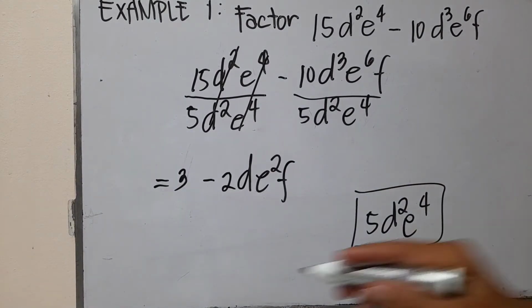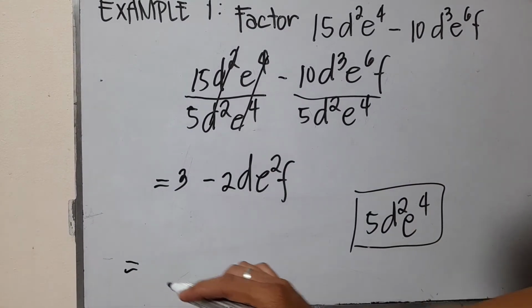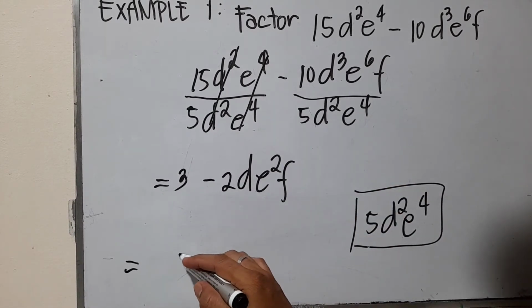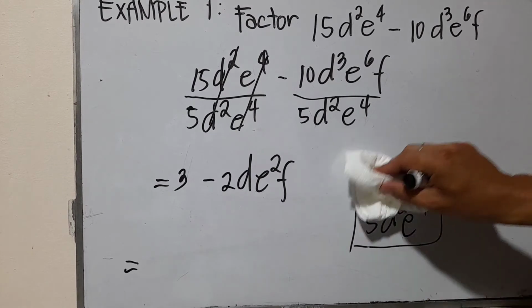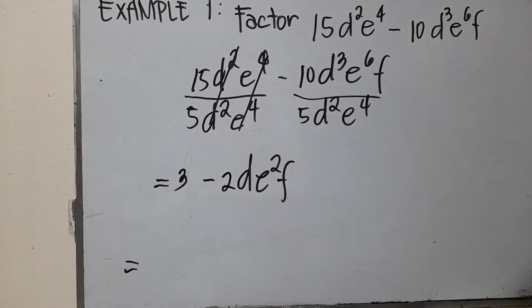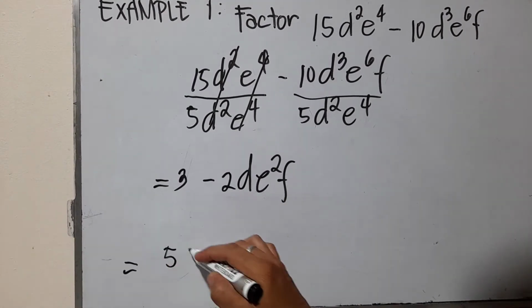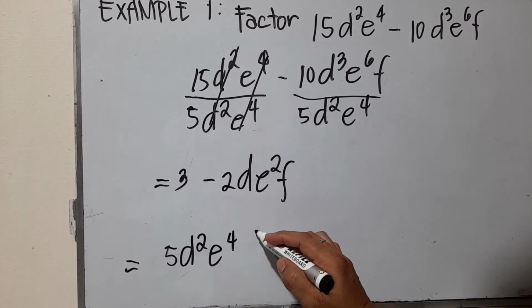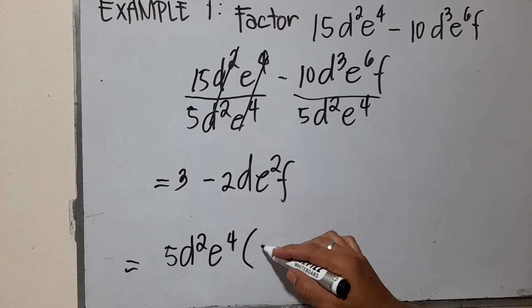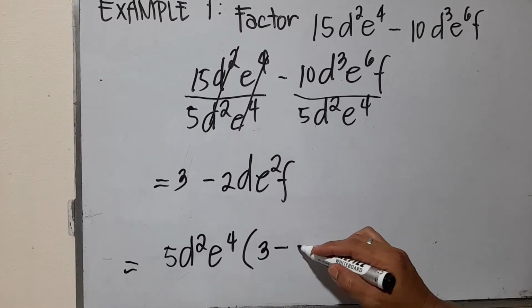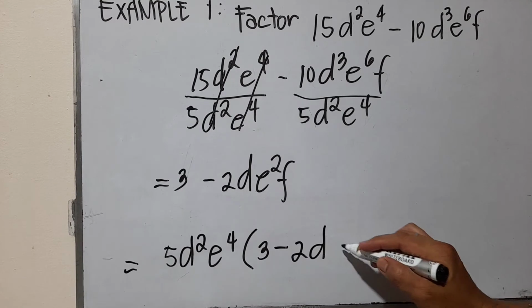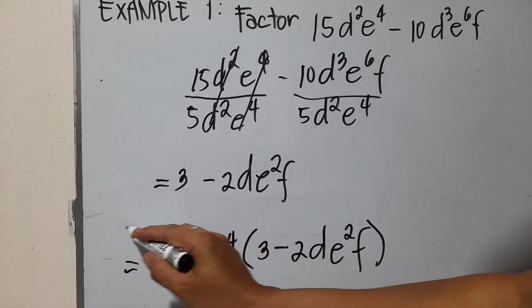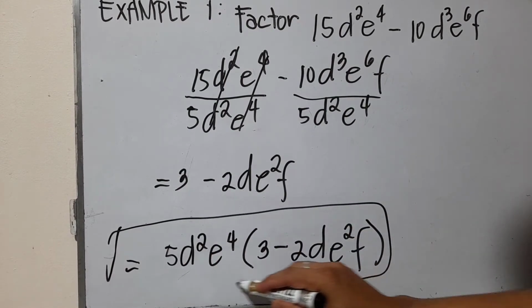Okay, so our factored form for this polynomial is 5d square e to the 4 quantity of 3 minus 2 d e square f. So this is our final answer.